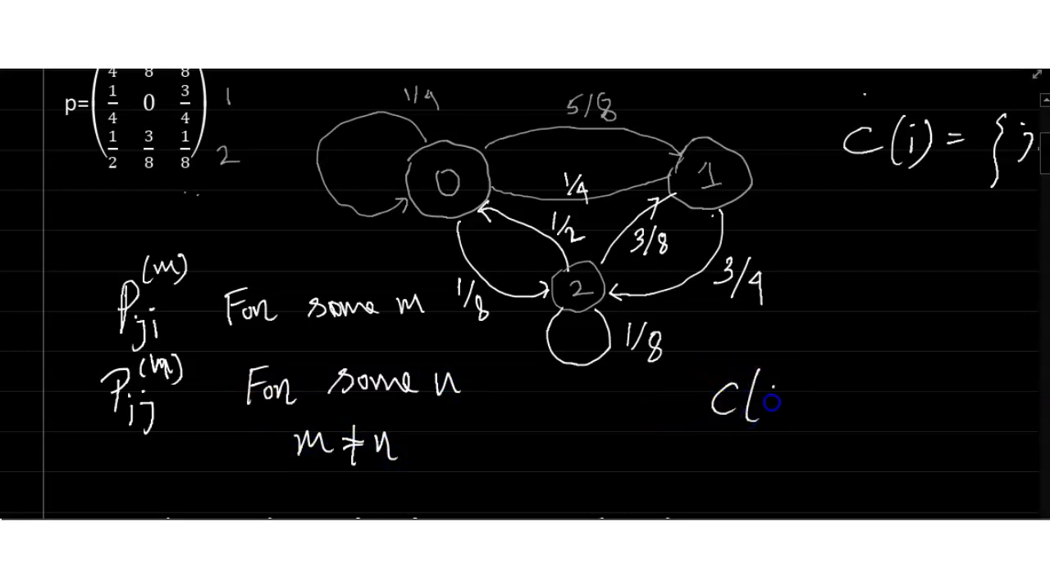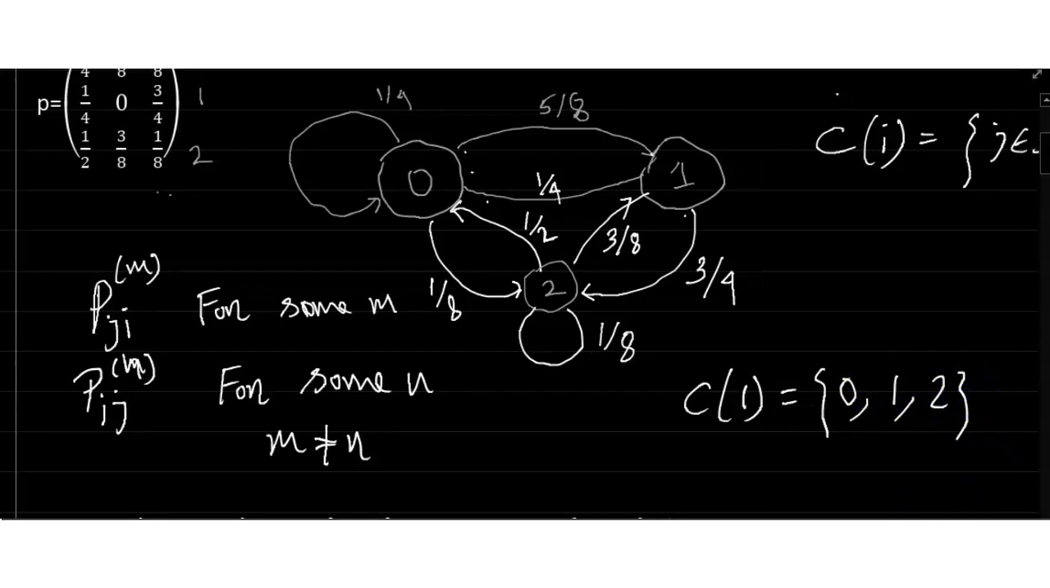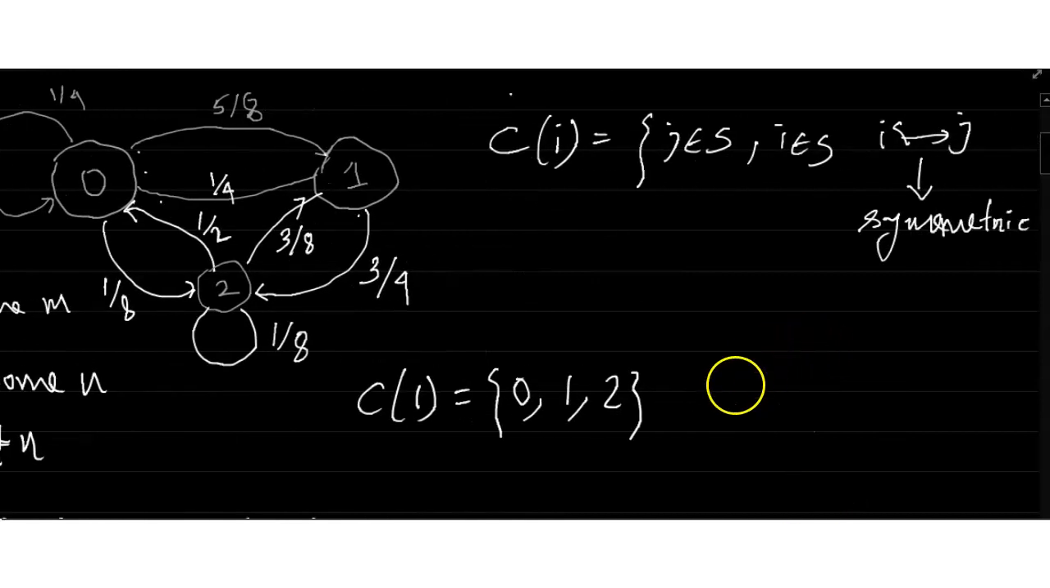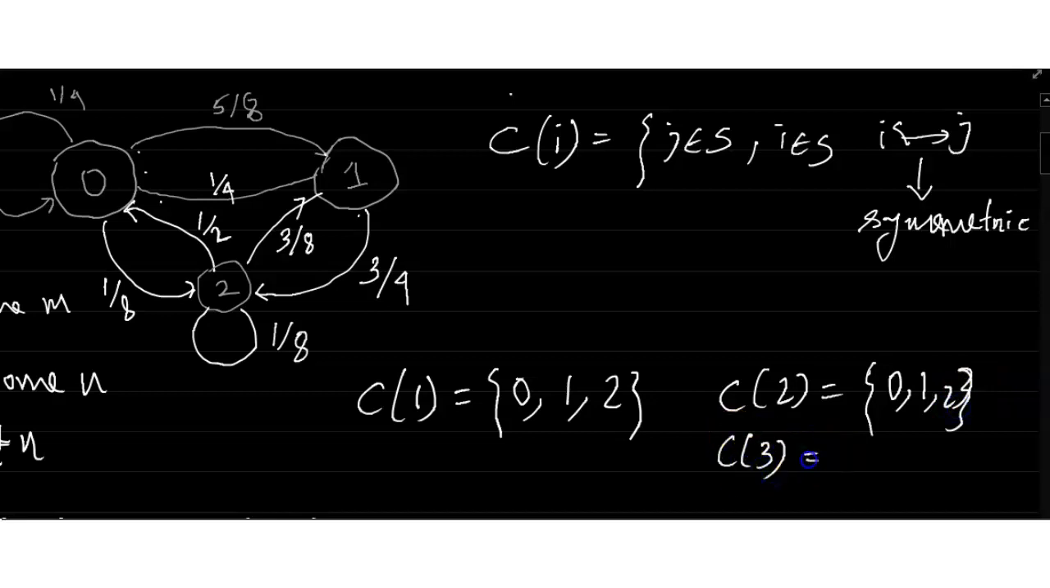So C1 equals, you will see that 0 to 1 and 1 to 0, 0 to 2, so it is 0, 1 and 2. We get a communicating relationship, and C2 is equal to 0, 1, 2, and C3 equals 0, 1, 2. So friends, we get that it is irreducible. I hope I have made the definition of irreducible clear.